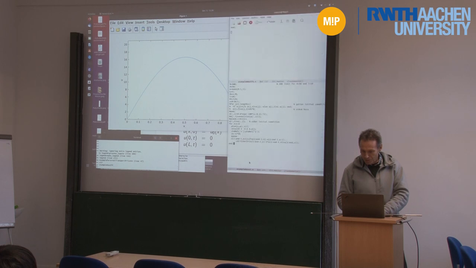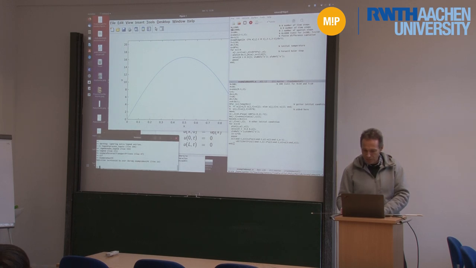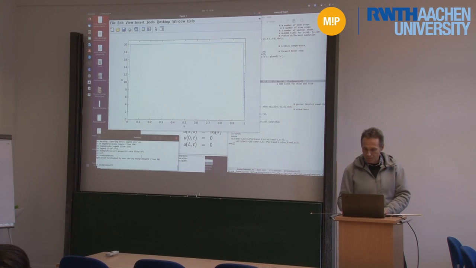So now I will do something. I do a small change. I will just use a little less steps in time. I will make delta t slightly bigger, just a tiny bit. Instead of 2,000, I use 1,980 steps. It's a very tiny modification. And I just run the same program again. So you see it starts again.